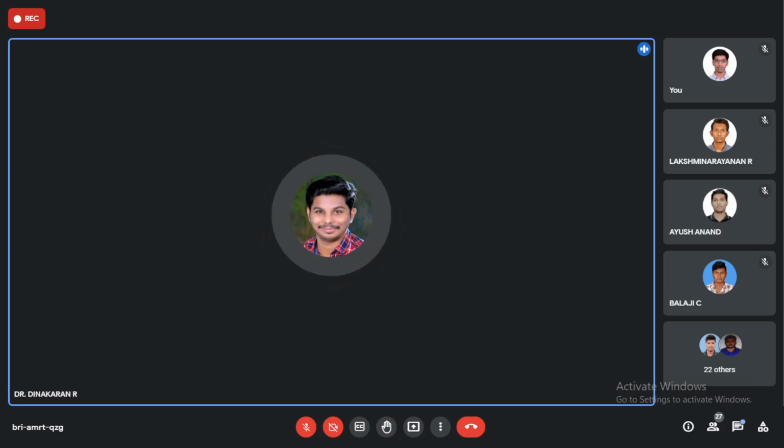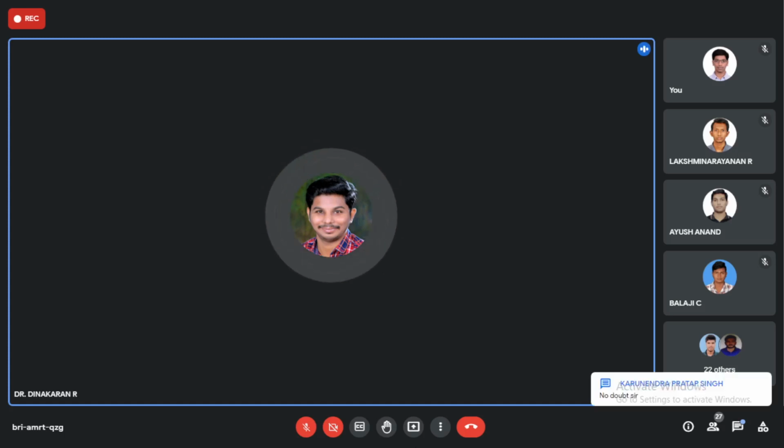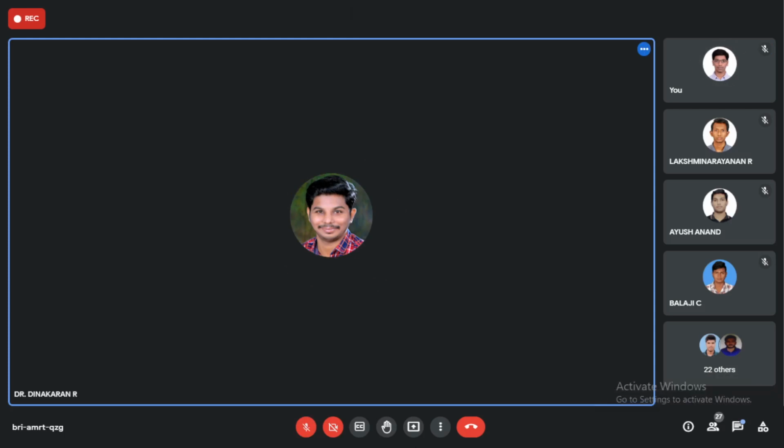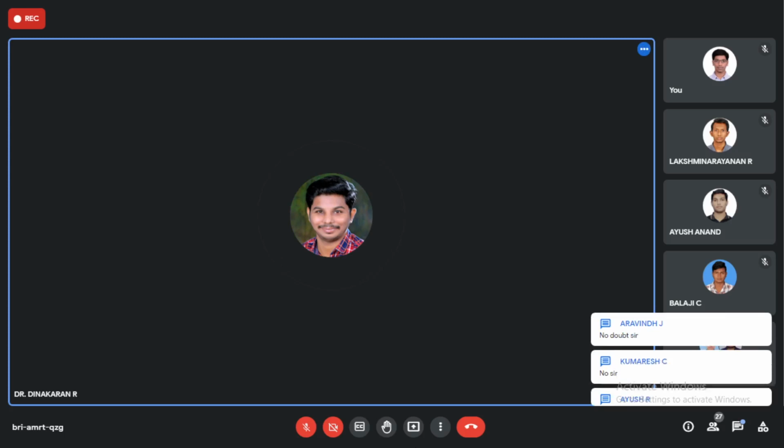Aravind, Kumaresh, Deepan Kumar, Kunal, Ganapati, Adit Ramesh, Kakken, Arul Raj.